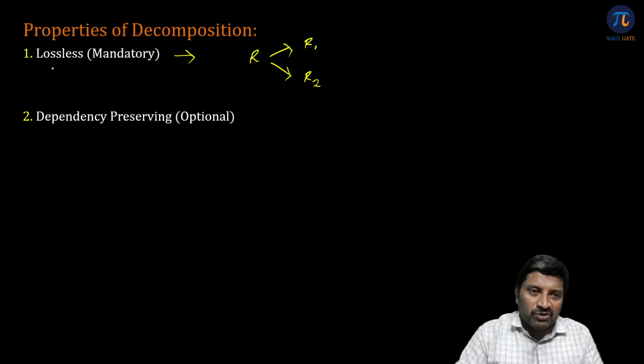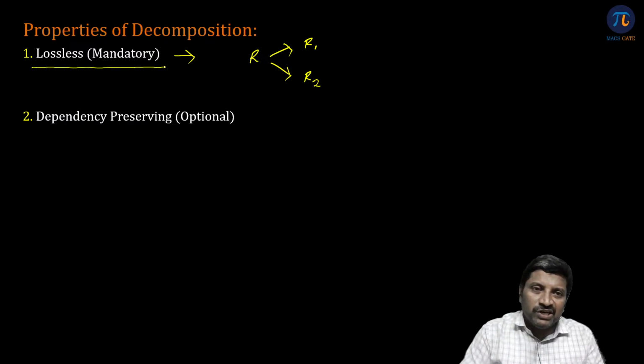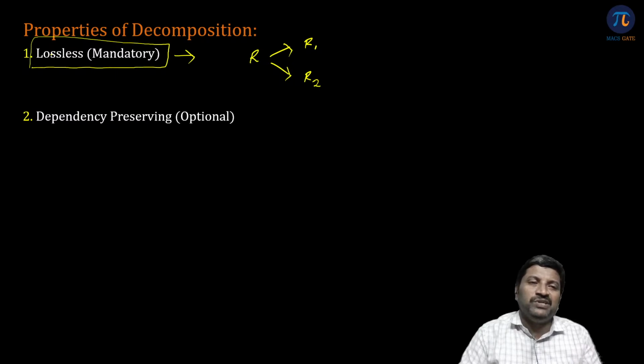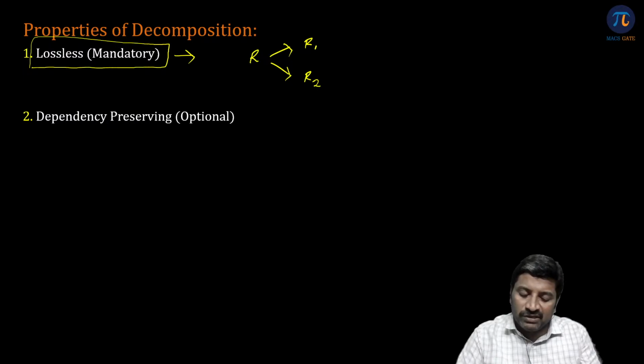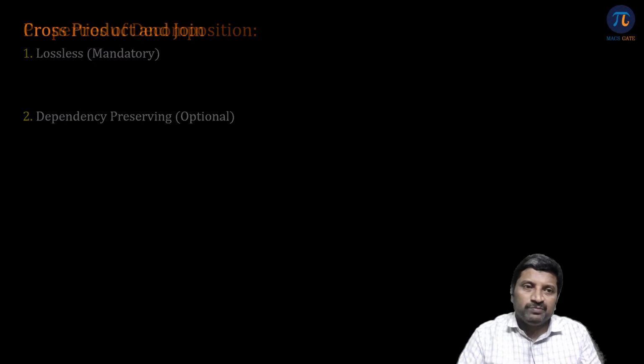In this session, we are going to concentrate on lossless decomposition. What is the meaning of lossless? That means whenever we decompose, there is no loss. That is the meaning of lossless. Now, how to identify the loss? That is the main story. For that, we need some small concepts from relational algebra. So let us start with those two. The first one, cross product, and the second one is join.